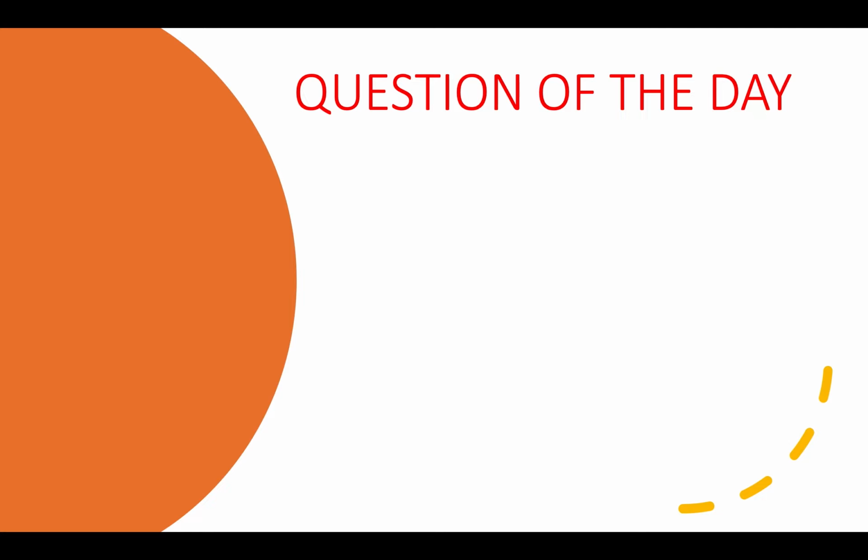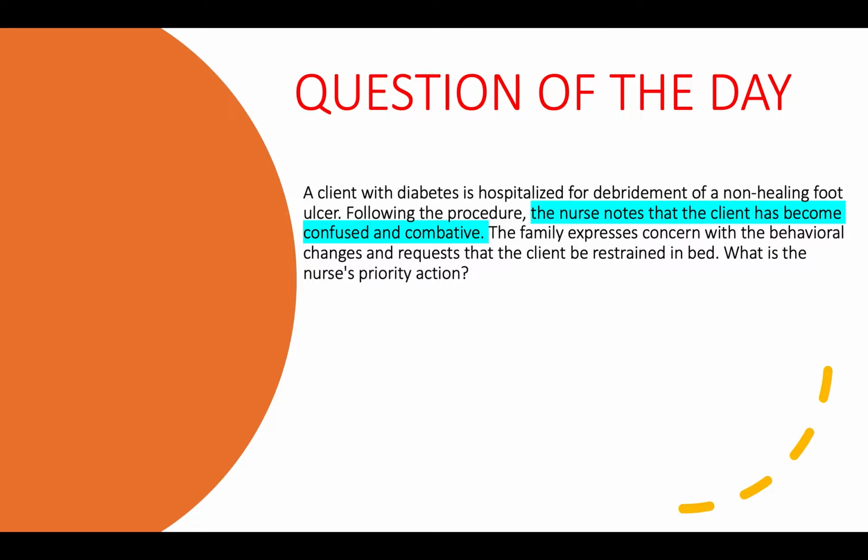The NCLEX question of the day states, a client with diabetes is hospitalized for debridement of a non-healing foot ulcer. Following the procedure, the nurse notes that the client has become confused and combative. The family expresses concern with the behavioral changes and requests that the client be restrained in bed. What is the nurse's priority action?